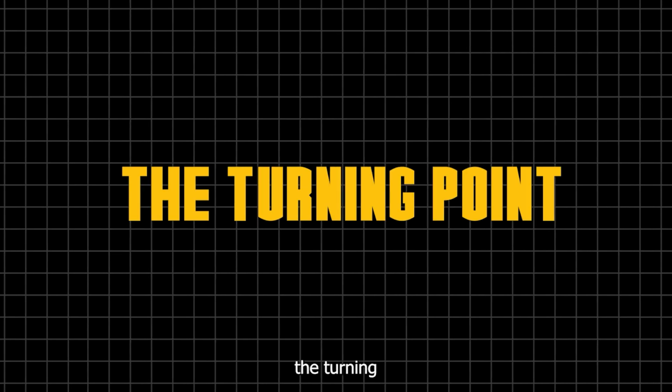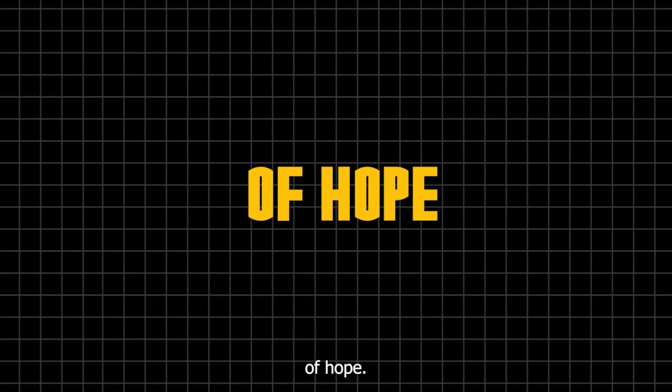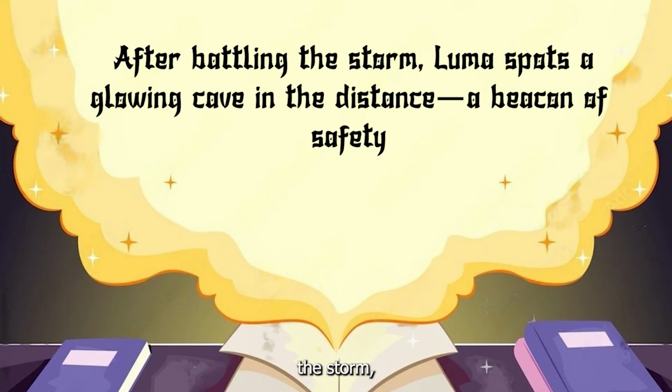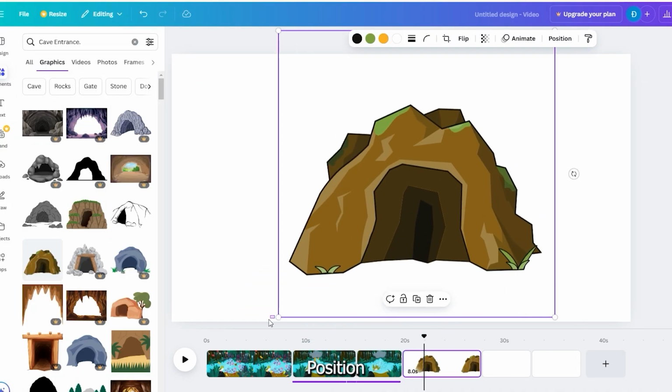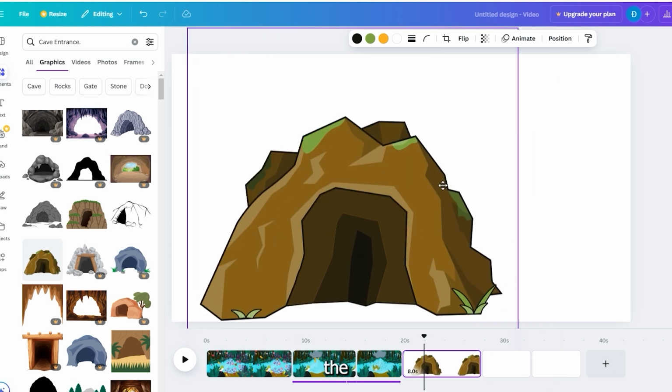Step 6. The turning point, the glow of hope. After battling the storm, Luma spots a glowing cave in the distance, a beacon of safety. Add a new page and search for Cave Entrance. Position it prominently in the center of the frame.